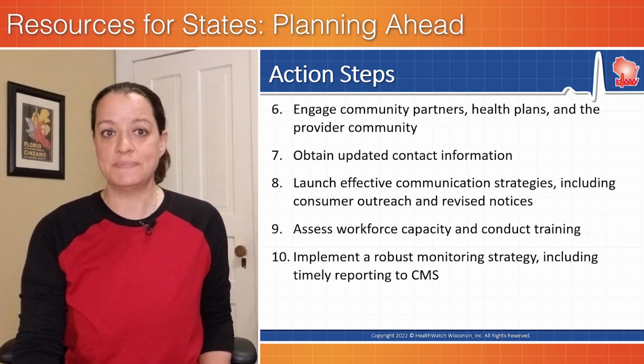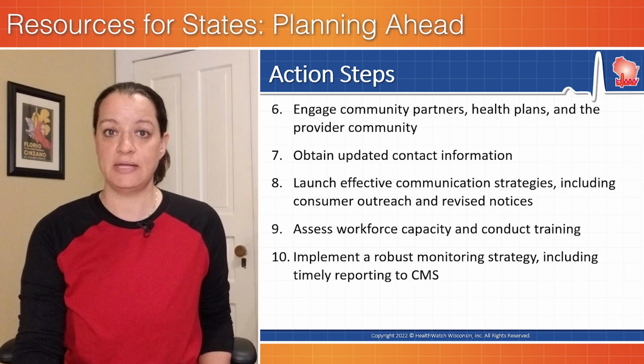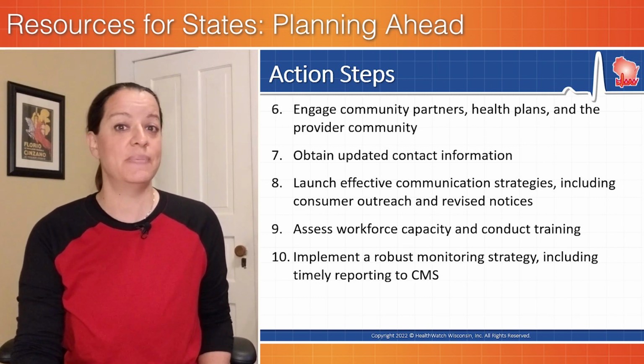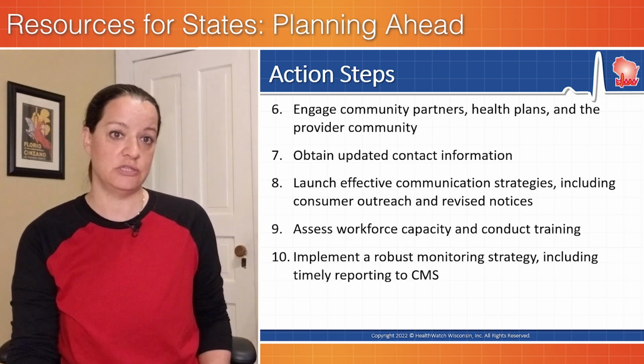Number 7, obtain updated contact information, and this is something consumers can be thinking about right now. If you are enrolled in Medicaid, make sure your Medicaid office has your current mailing address. That's the best way for them to reach you, to let you know if you have any action steps should the public health emergency end at some point in the future.